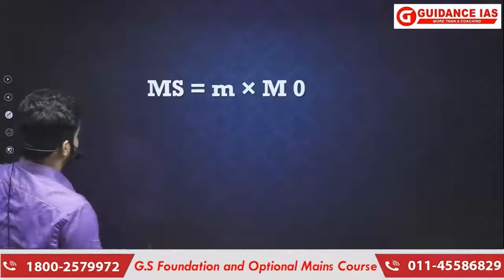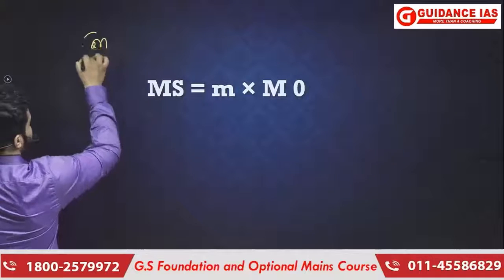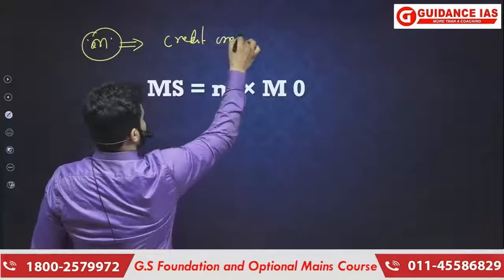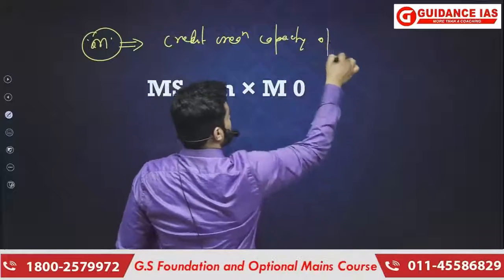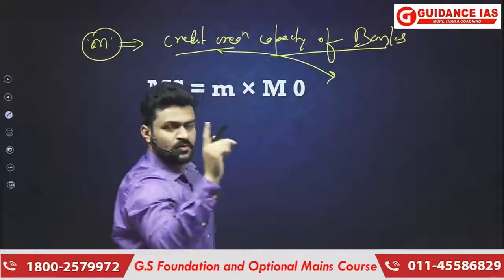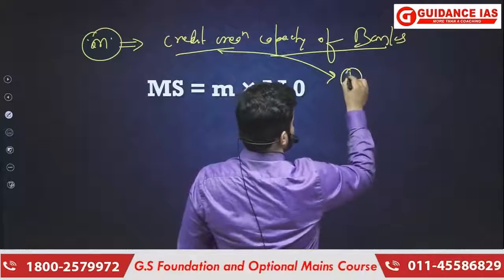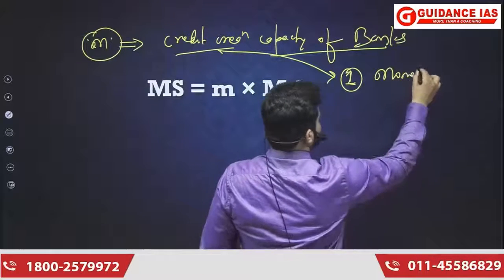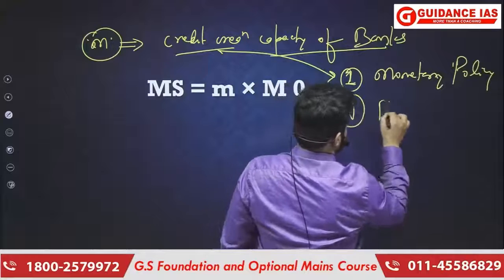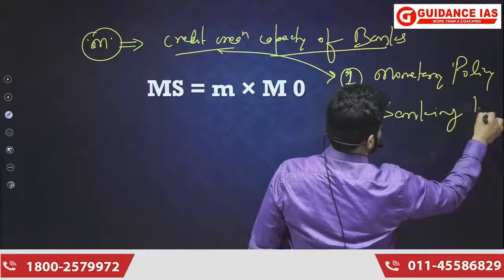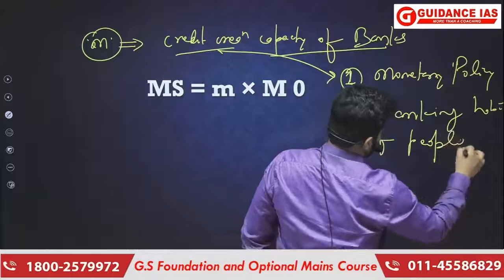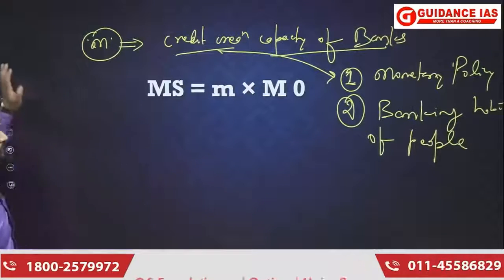Now see, I said that the money multiplier, small m, is going to depend upon the credit creation capacity of the banks. And this credit creation capacity of the bank is going to depend upon two factors. The first is monetary policy, and the second is banking habits of the people.